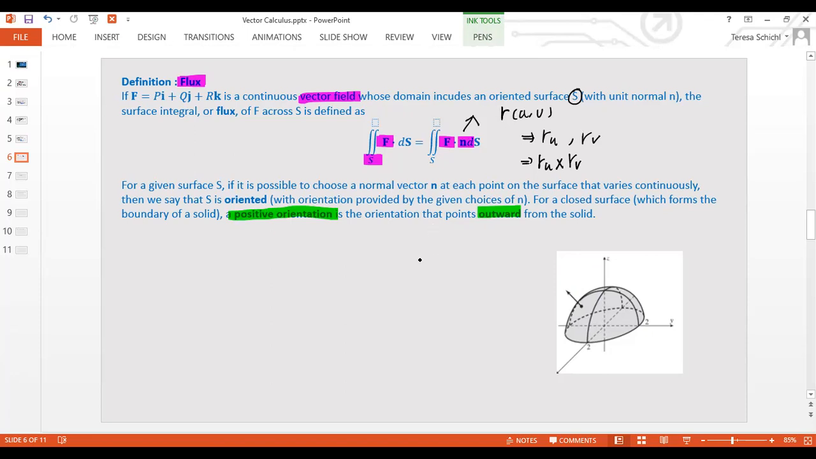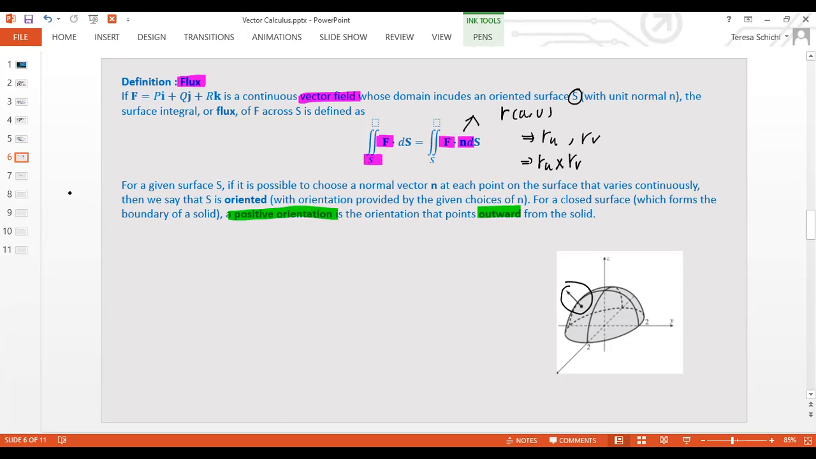It's similar to what we did with line integrals. If a curve has a positive orientation, that means the curve travels counterclockwise. For the surface, positive orientation means the normal vector goes outward. So it's similar to what we did before.